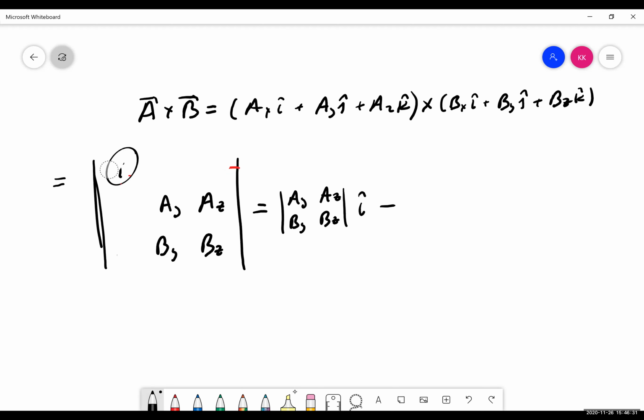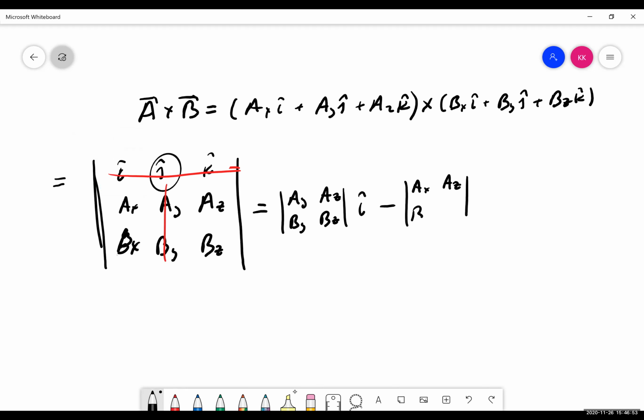So then, for example, now I have the J hat, again the same thing. I eliminate like this, and only the AX, AZ, BX, and BZ go into this 2x2. This is for the J hat. Then plus, basically the same thing I do for the K hat, which is eliminating like this, and then the rest of them go into this.